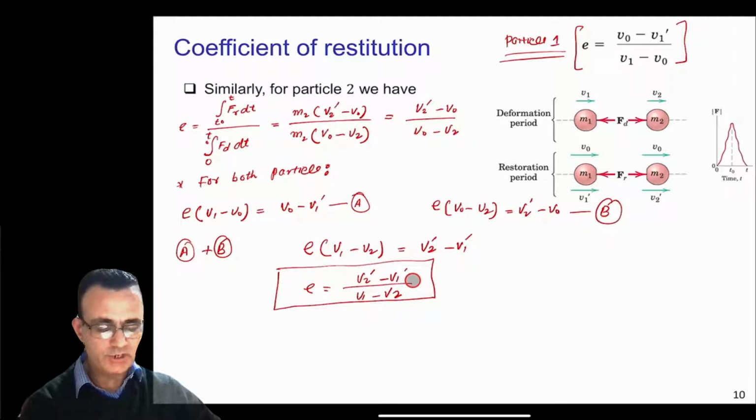So now we have two equations. One is the previous equation we developed for the law of conservation of momentum for the whole system, and the other is this equation.